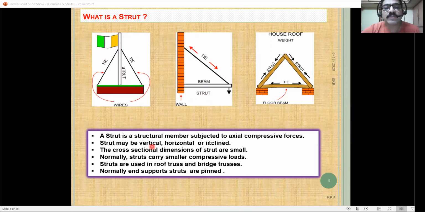But a stud is a member subject to axial compression force. A stud may be vertical, horizontal, or inclined. The cross section dimensions of a stud are very small. Normally, if you have a column this big, the dimensions of the cross section will be more. But here the cross section, we know, is a small rod, like a flag, for a vertical post. That time we call it a stud, not a column. Please remember, the cross section should be less. That member we call a stud.